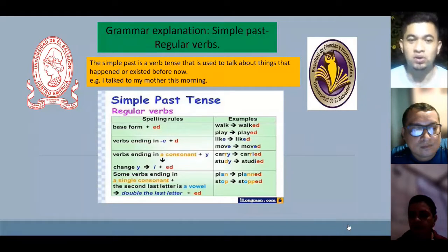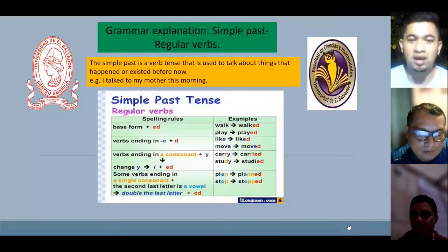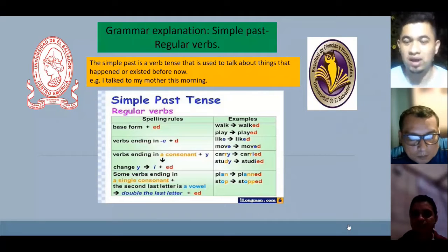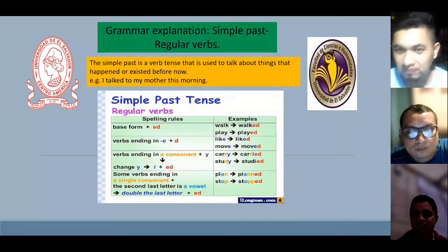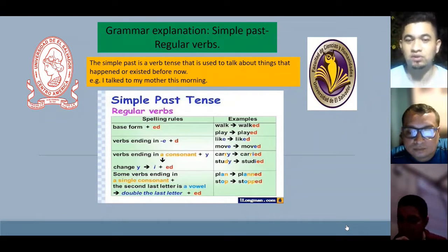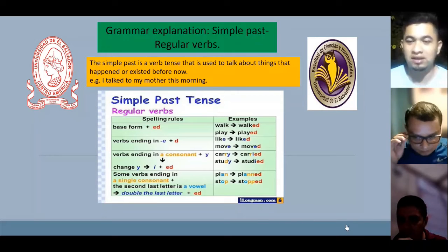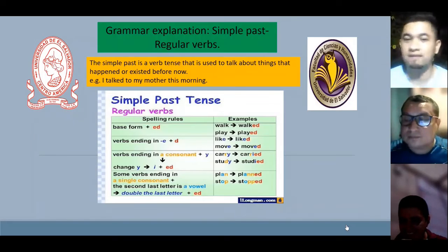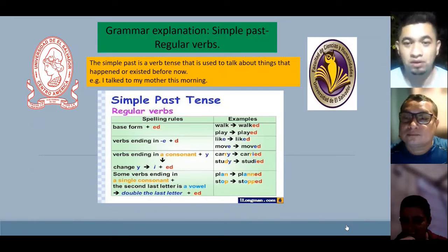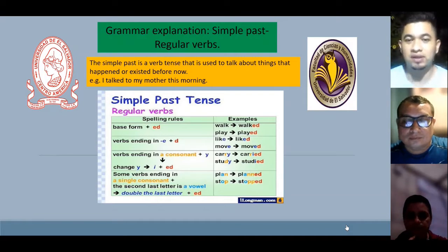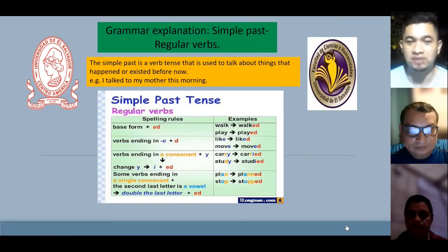So the Y is going to change into an I, right? And we are going to add ED at the end. So we have here some examples. Carry. If you can notice, the Y changes into an I. Okay, so the past form of this verb is going to be carried. Carried. So we have another example, study. The past form is going to be studied.